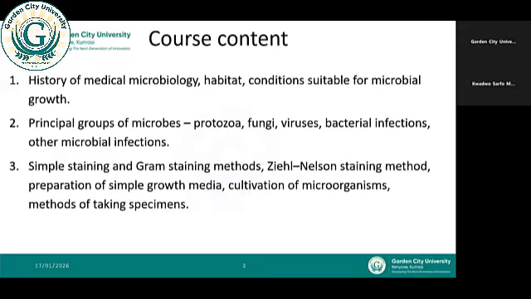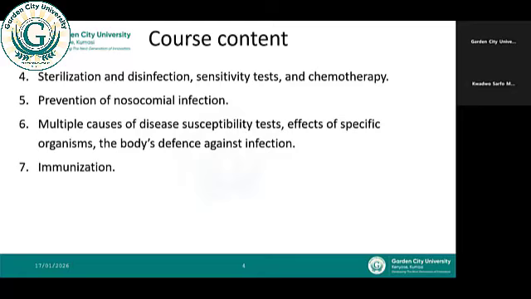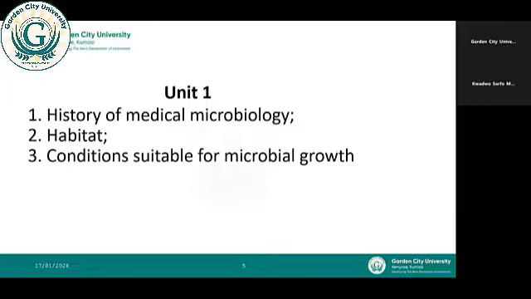So we will first start with the history of medical microbiology, the habitat, and the conditions that are necessary for microbial growth, which is the unit 1. This is the continuation of the course content. So history of medical microbiology, the habitat and conditions suitable for microbial growth.